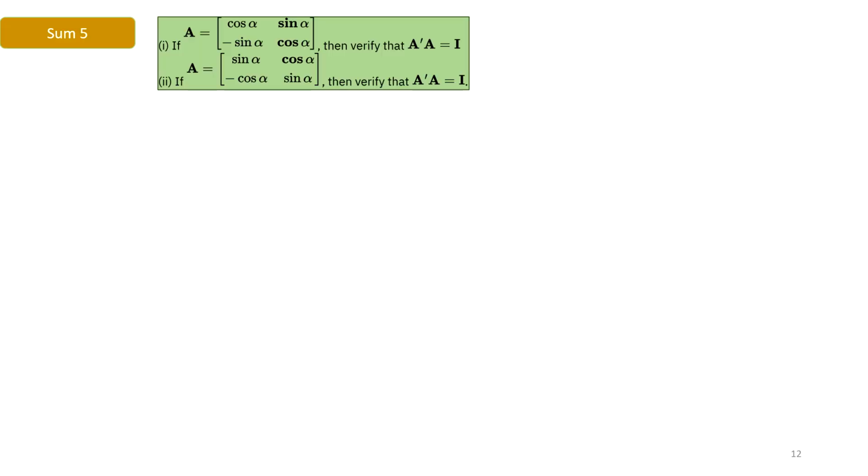Sum number 5. A is a 2 by 2 matrix with the elements belonging to trigonometric functions. Verify that A transpose multiplied by A is equal to identity matrix. Solution. Taking the transpose of A and then doing a matrix multiplication with A, we get.